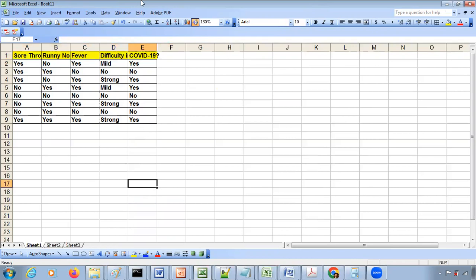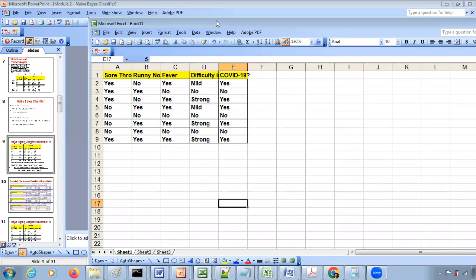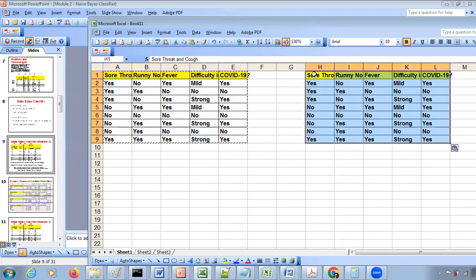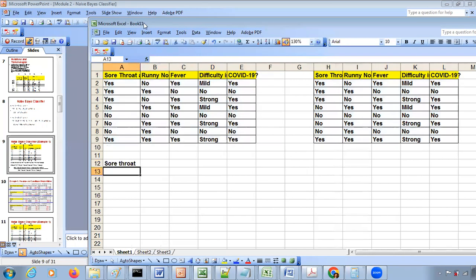So what we need is to basically build a table of the absolute probabilities and conditional probabilities. Okay, so let us start with sore throat. I'm going to make a copy of this, the sore throat and cough.